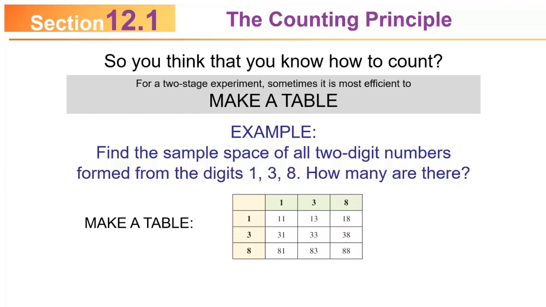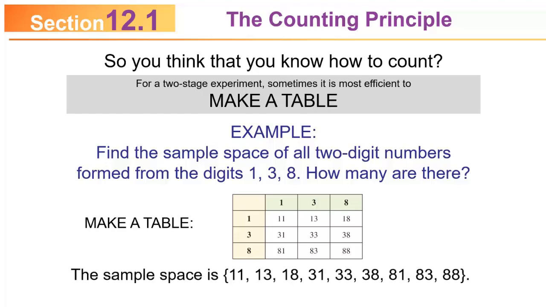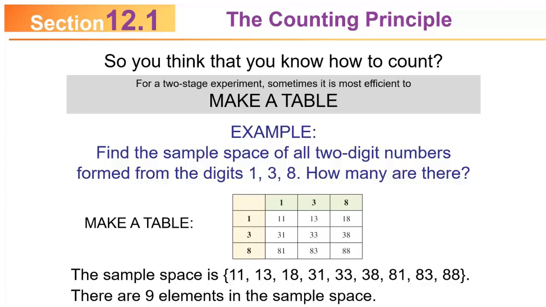And from that table, you can count and see that the possibilities for the sample space are 11, 13, 18, 31, 33, 38, 81, 83, and 88. That's the sample space. To answer the question, how many, you simply count. 1, 2, 3, 4, 5, 6, 7, 8, 9. So there are 9 elements in the sample space.